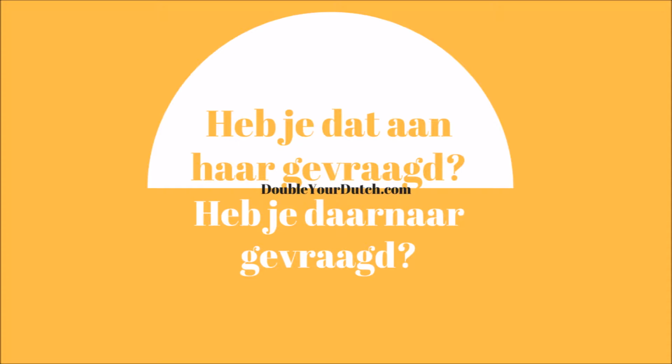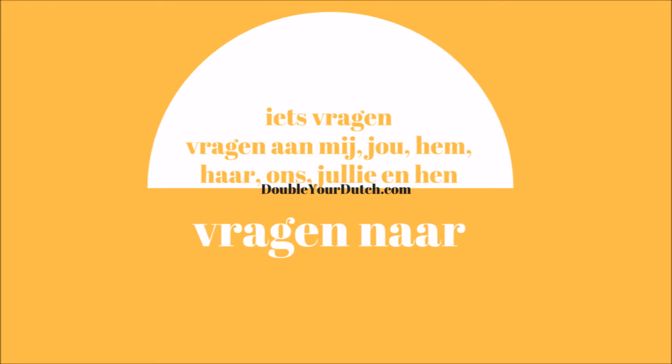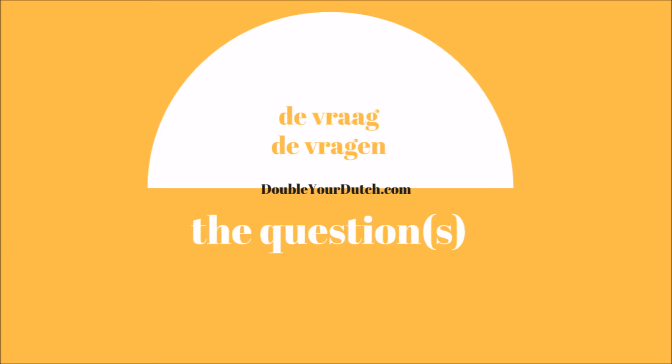Heb je daarnaar gevraagd? Have you asked about that? And if it's that in this case, it would be daarnaar. To ask about something would be naar vragen. You can say, iets vragen, so to ask something. Vragen aan mij, jou, hem, haar, ons, jullie en hen. All the pronouns, so aan mij, aan jou, aan hem, aan haar, etc. Vragen naar would be, to ask a question about this or that. And just to recap the nouns, de vraag is the question, and de vragen is the questions, plural.